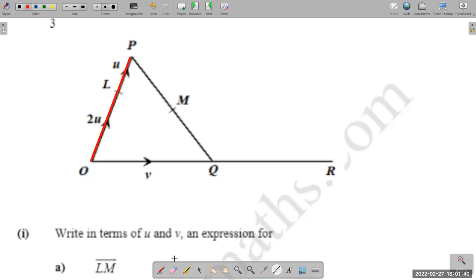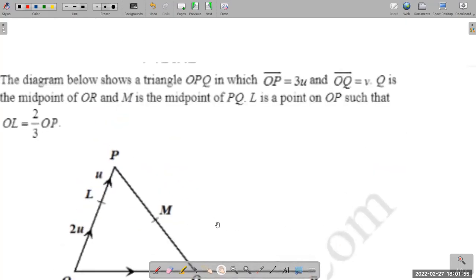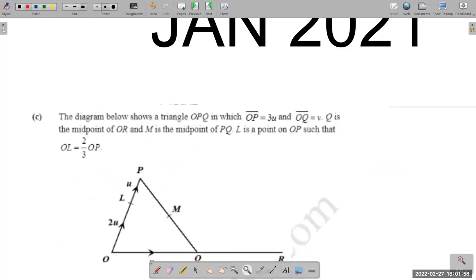So you use these vectors to move around. The truth is you can go from O all the way to R if you wanted to. You could go from O to P, O to M, O to Q, but you have to be careful how you do so. And that's what we're going to be looking at. So let's read the information first of all, because this is the information students get confused by. Let's take a look at it.